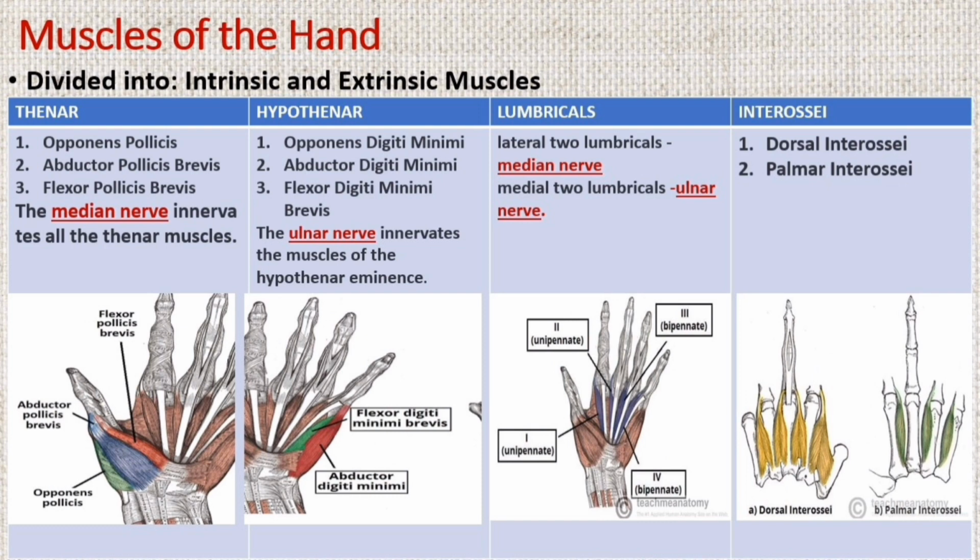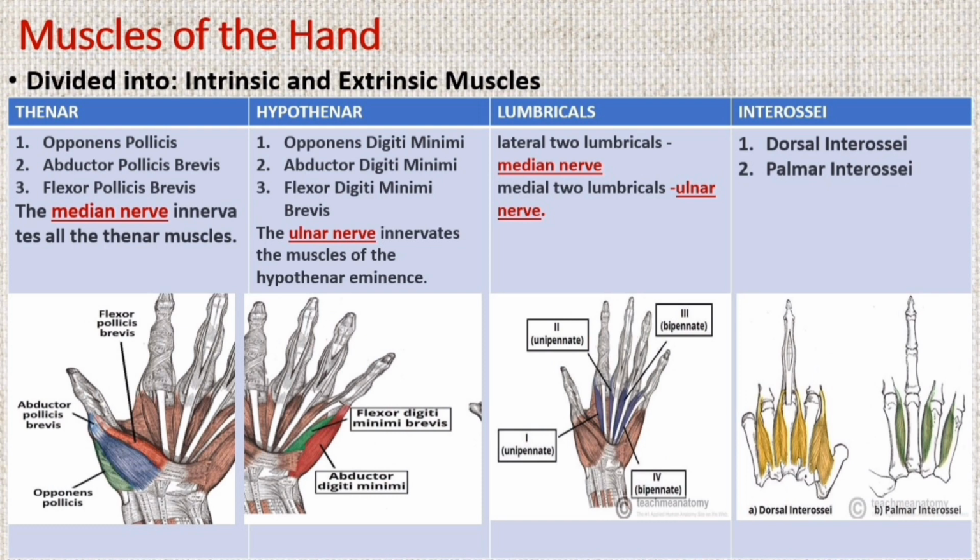Attachments. Each lumbrical originates from a tendon of the flexor digitorum profundus. They pass dorsally and laterally around each finger, and insert into the extensor hood. Actions. Flexion at the MCP joint and extension at the interphalangeal IP joints of each digit. Innervation. The lateral 2 lumbricals of the index and middle fingers are innervated by the median nerve. The medial 2 lumbricals of the little and ring fingers are innervated by the ulnar nerve.